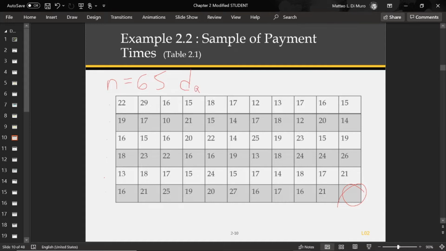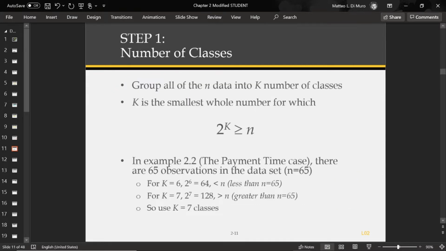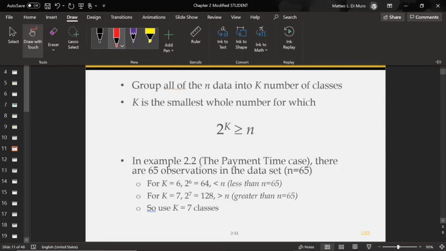So I'm just going to write 65 data. Okay, that is great. So step 1 is the number of classes. Group all of the N data into K number of classes. Now that's kind of some math jargon, but it's very important that you follow this formula here.